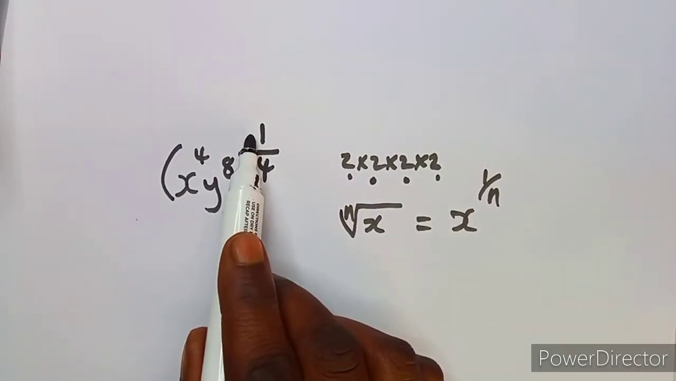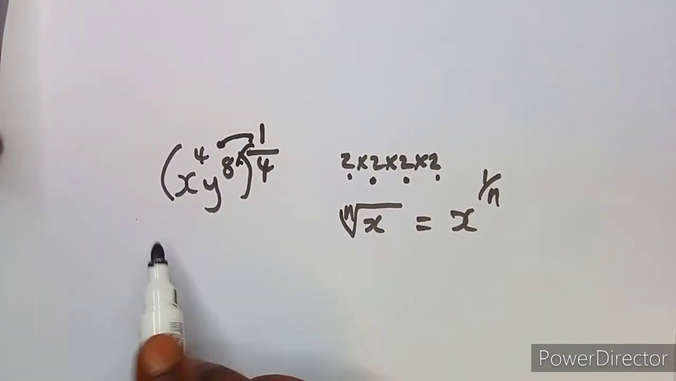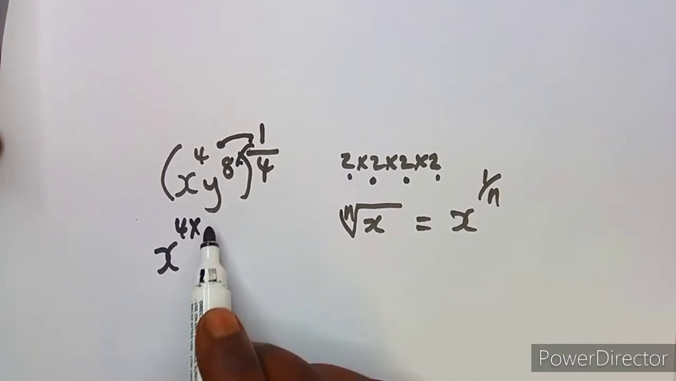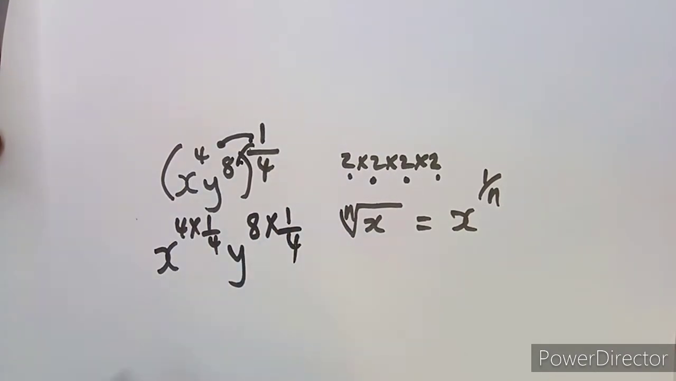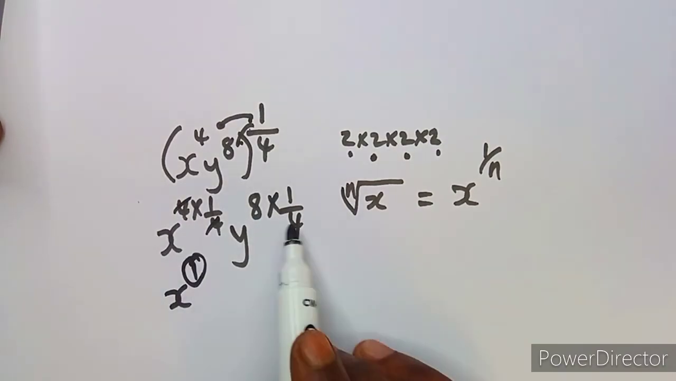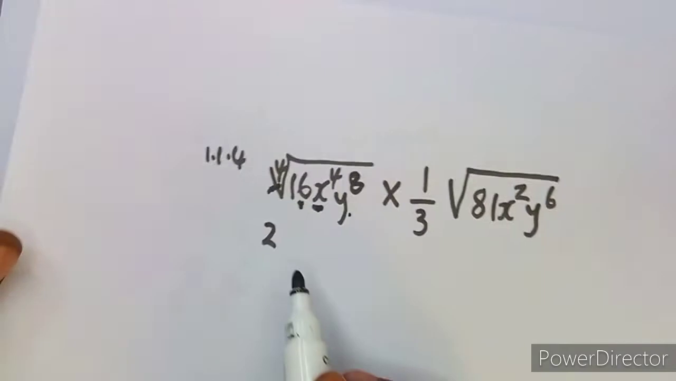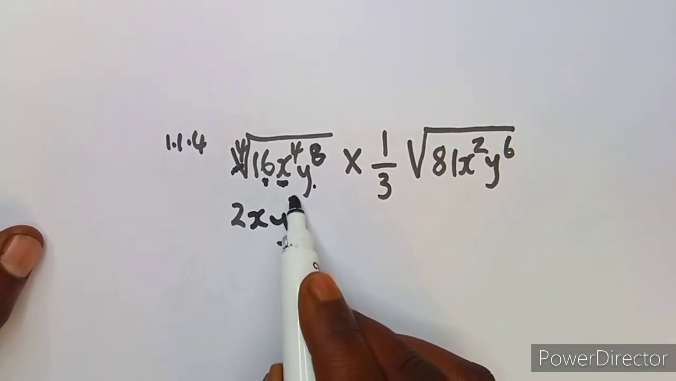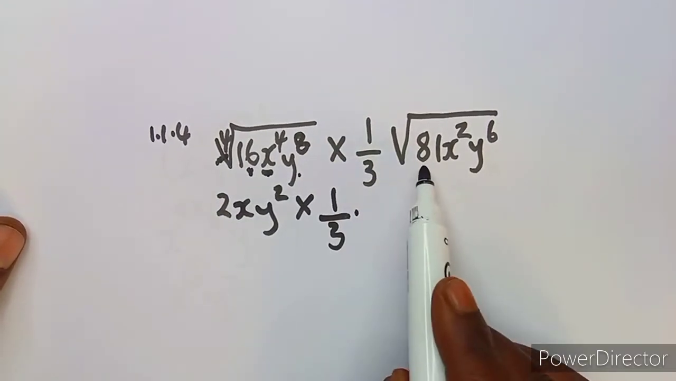So this 1 over 4, since it is an exponent, is going to affect this 4 and 8. So it's going to be x to the exponent of 4 times 1 over 4, y to the exponent of 8 times 1 over 4. No calculators are allowed, so this one is going to give us a 1. So it's x to the exponent of 1, which is the same as x. And this one is going to give us a 2, which is y to the exponent of 2. So this one is going to give us 2x y to the exponent of 2, multiplied by 1 over 3. Just write your 1 over 3, and you obtain the square root.